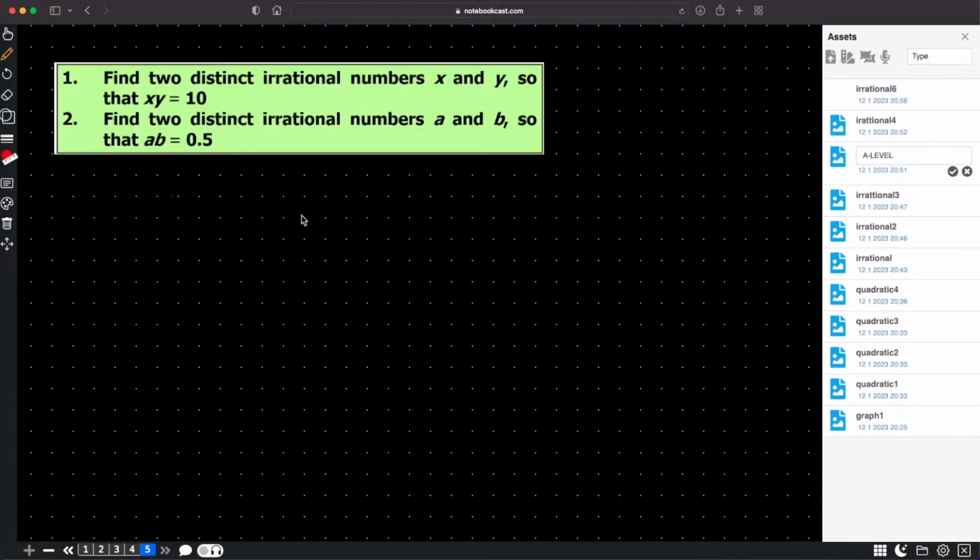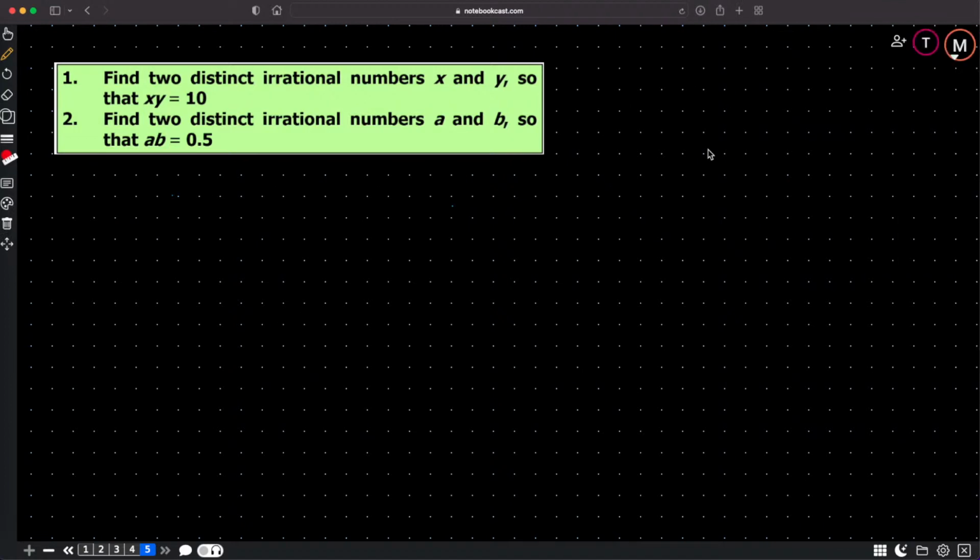Okay, so we're changing topics a little bit here, changing direction slightly. We're moving on to irrational numbers. Have a bit of a starter question here. Find two distinct irrational numbers x and y so that x times y equals 10. No worries, HA. Have a good one. And then question 2, it says find two distinct irrational numbers a and b so that a times b equals 0.5.